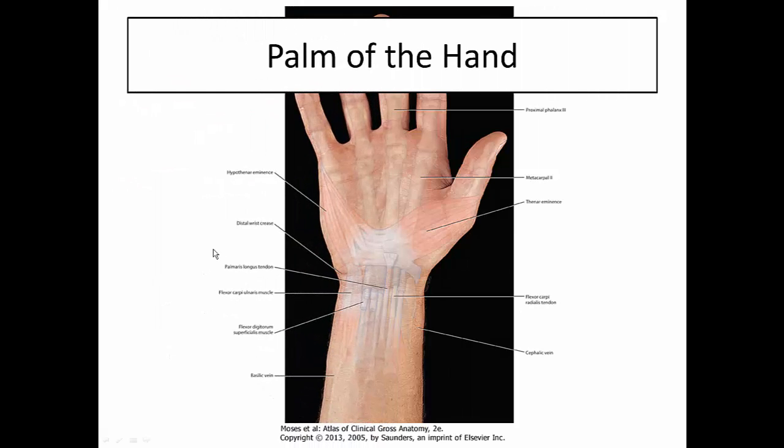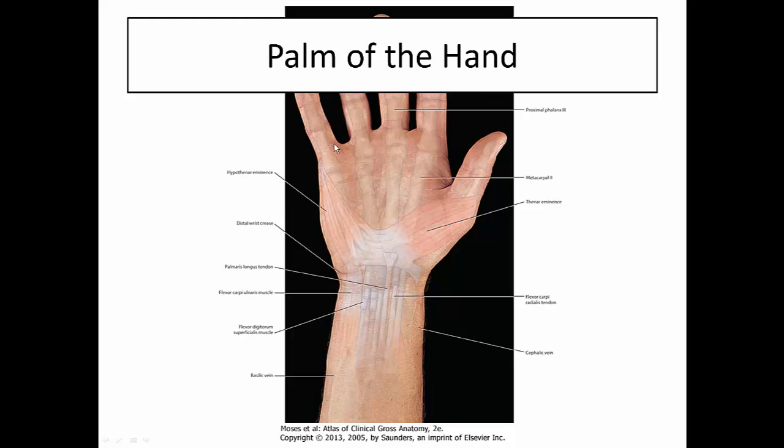Palm of the hand. All of the intrinsic muscles of the hand, of course, will have their proximal and distal attachments within the hand. We can start off by making a distinction between two different superficial groups of muscles. There's the thenar group of muscles around here, which is the thenar eminence, and the hypothenar group of muscles around the hypothenar eminence.